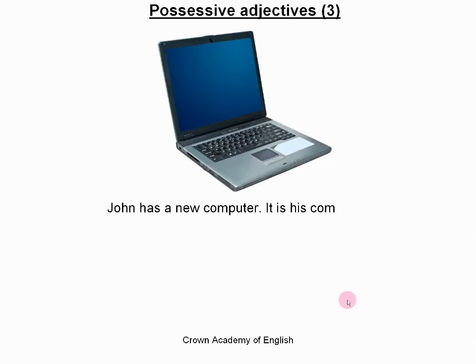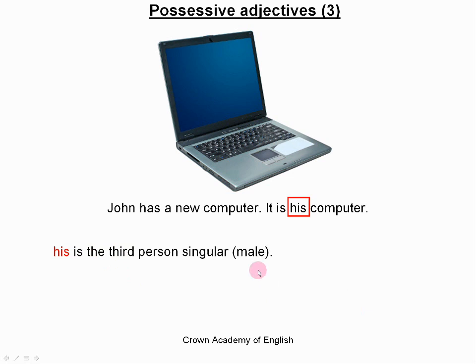John has a new computer. It is his computer. His is the third person singular, male. Okay? So this is only for male, for men, because John is a man. He owns the computer. Okay? It is his computer.